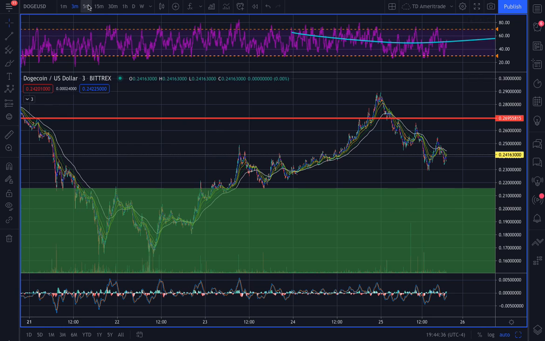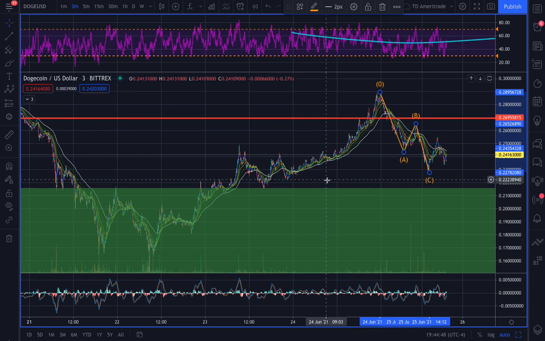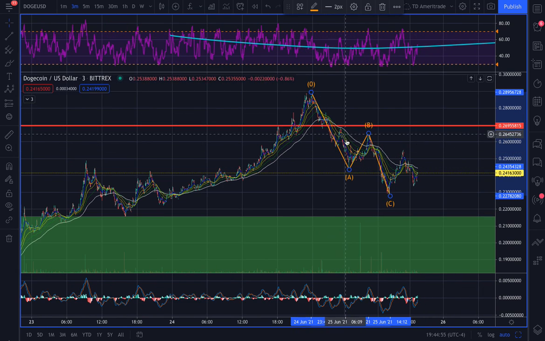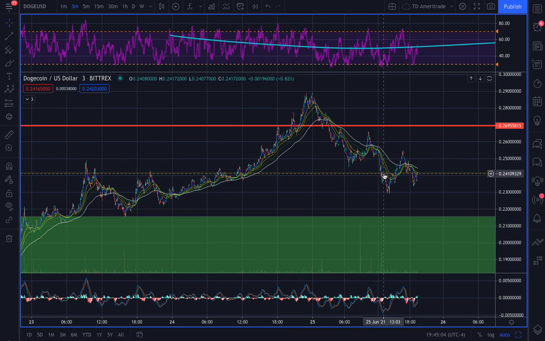Now we're coming back down. So where are we going to land? Because it already looks like there was an ABC correction right here. 1, 2, 3, 4, 5. Coming down. That looks more like it to me. It could be 1, 2, 3, but I see a 1, 2, 3, 4, 5 here too. So that looks like it was ABC.